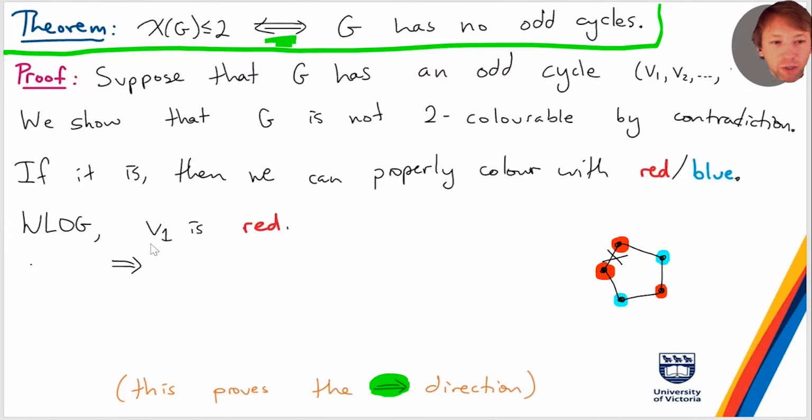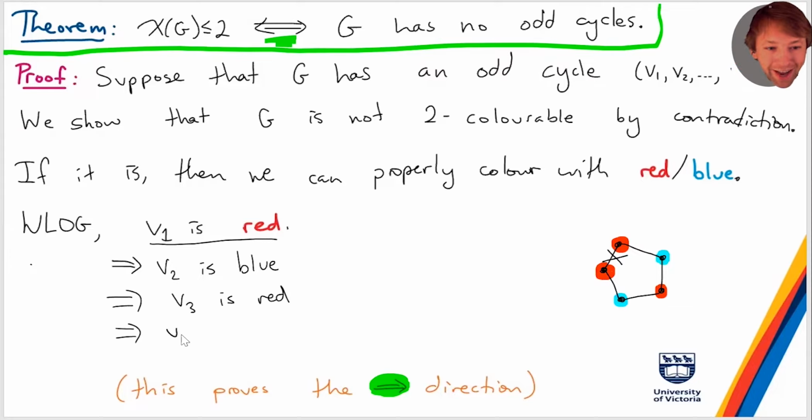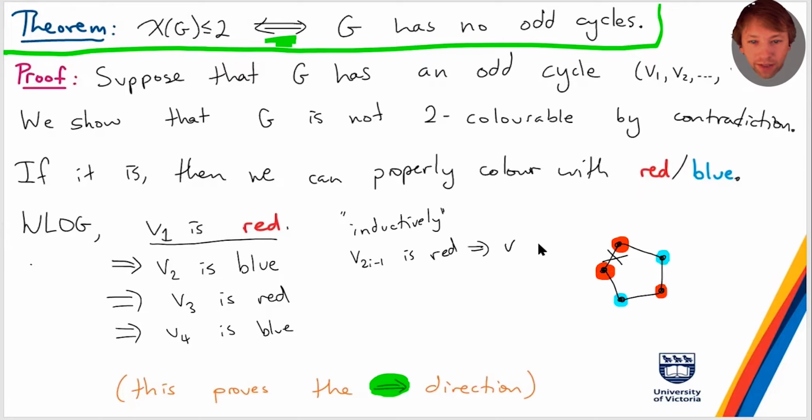Just to be more formal here, if V1 is red, then that implies that V2 is blue. So if the first vertex of the cycle is red, the next one is blue, which implies V3 is red, which implies V4 is blue, right? And so on. Inductively, if V_{2i-1} is red, that implies that V_{2i} is blue, and V_{2i} is blue implies that V_{2i+1} is red.